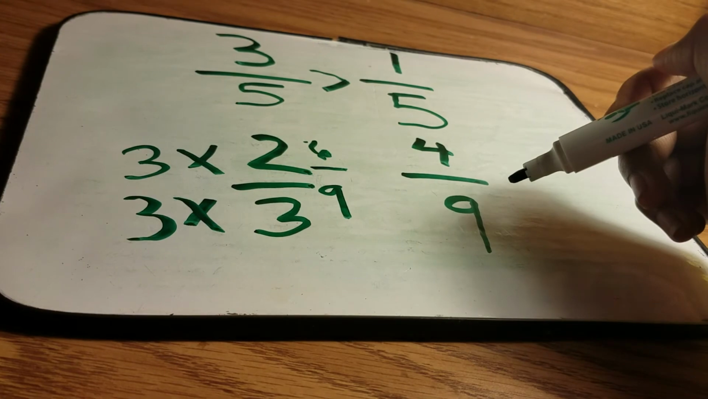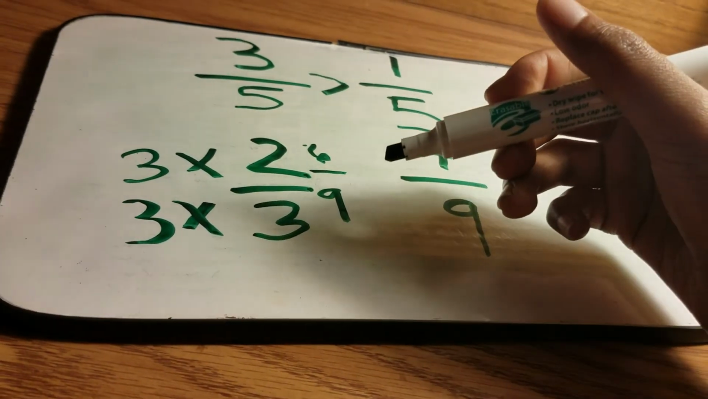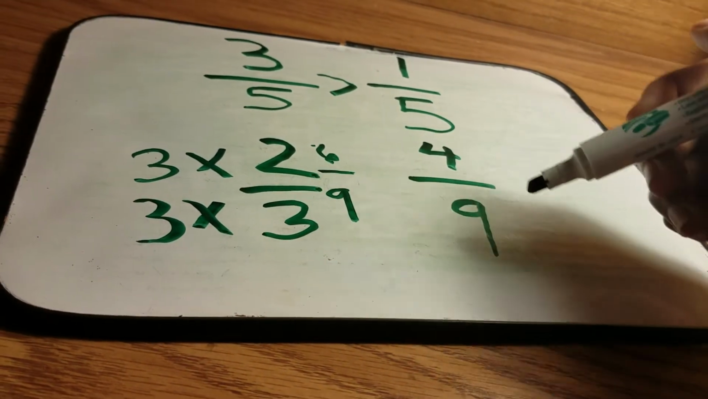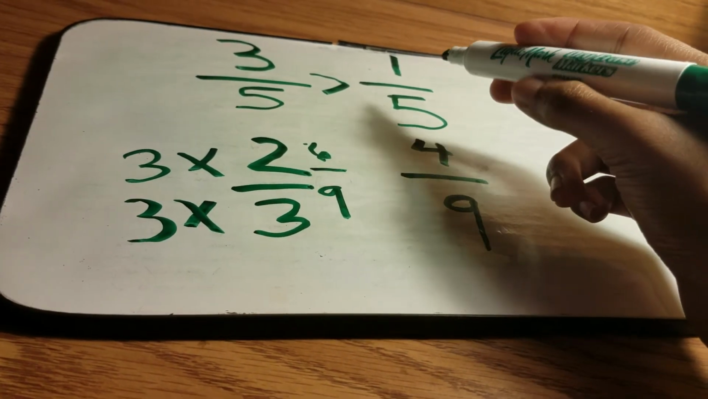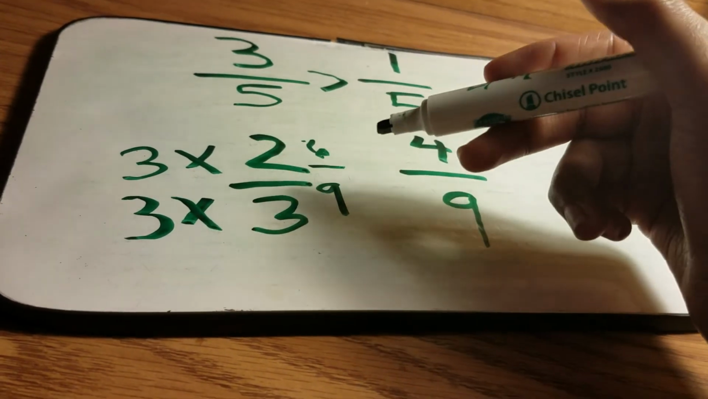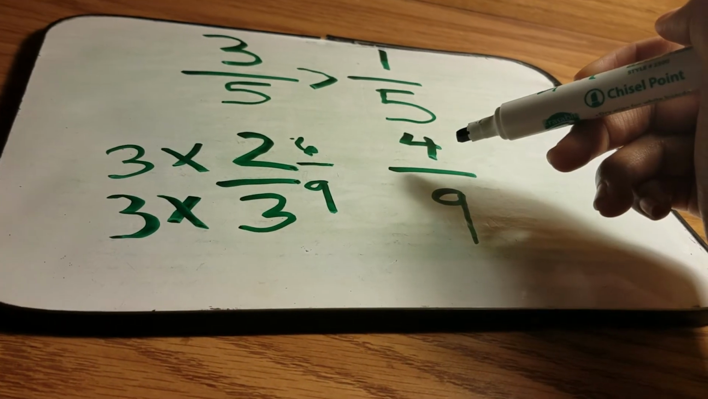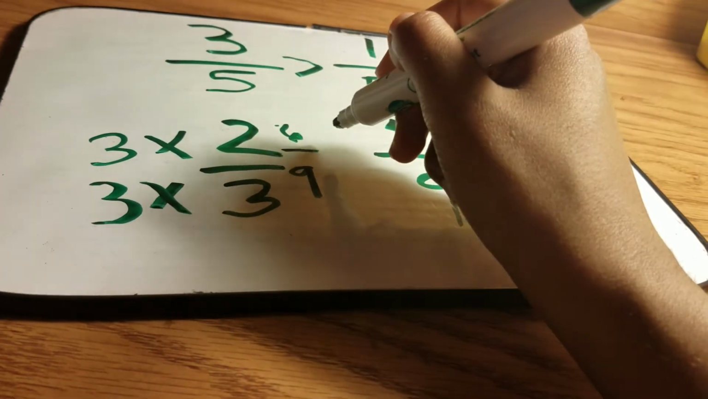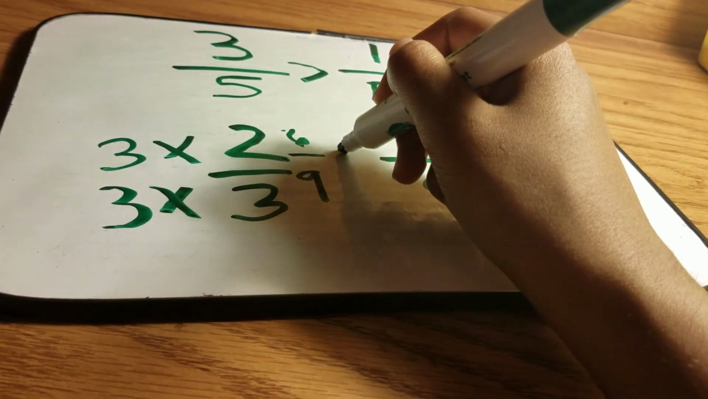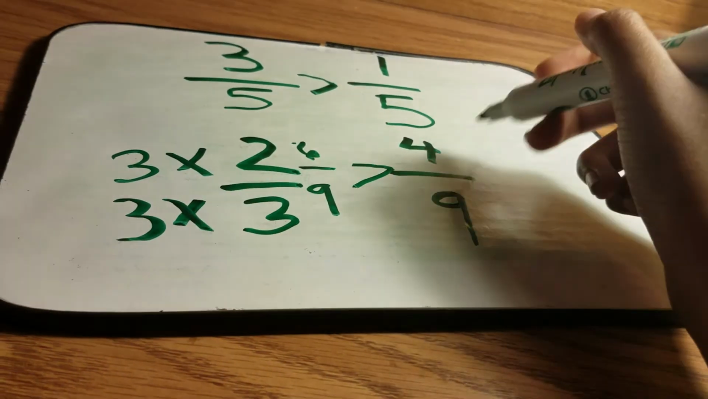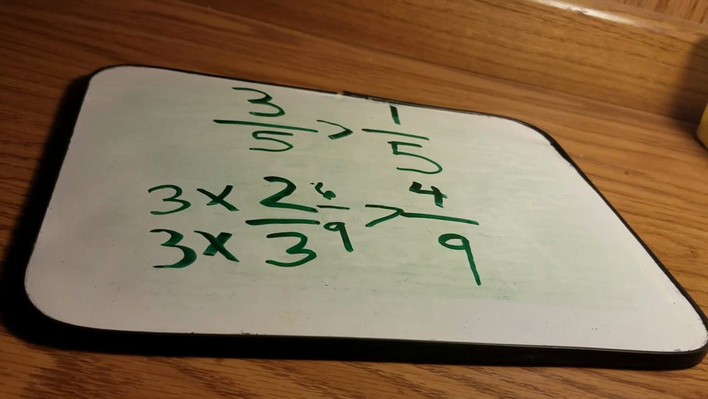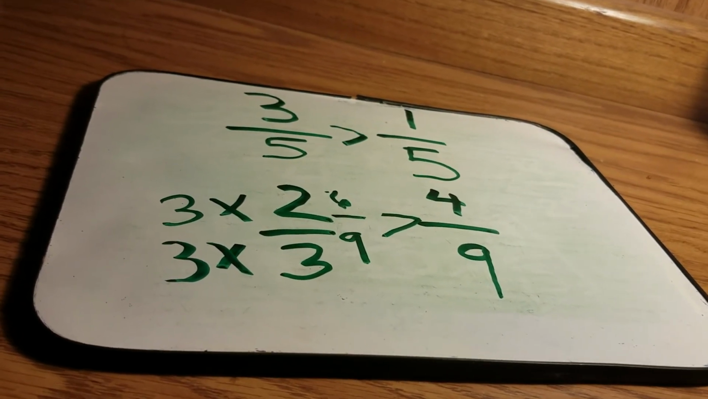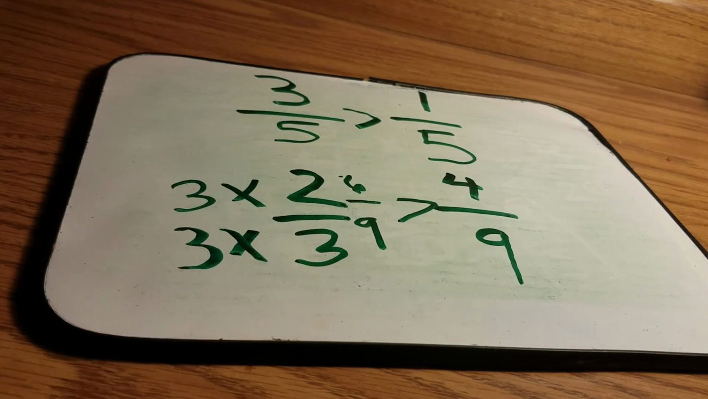and 4/9. Now that we have common denominators, we can compare our numerators just like we did for our first example. 6 is greater than 4, which means 6/9 is greater than 4/9. And that is how you compare fractions with same denominators and different denominators.